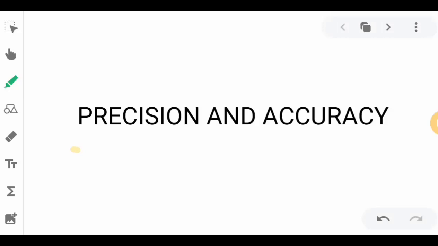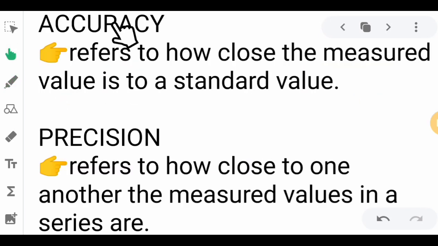Hello everyone, this lecture video is all about accuracy and precision. Let us first define this one. This topic is under measurements. First, we have accuracy. It refers to how close the measured value is to a standard value. For precision, this refers to how close to one another the measured values in a series are.